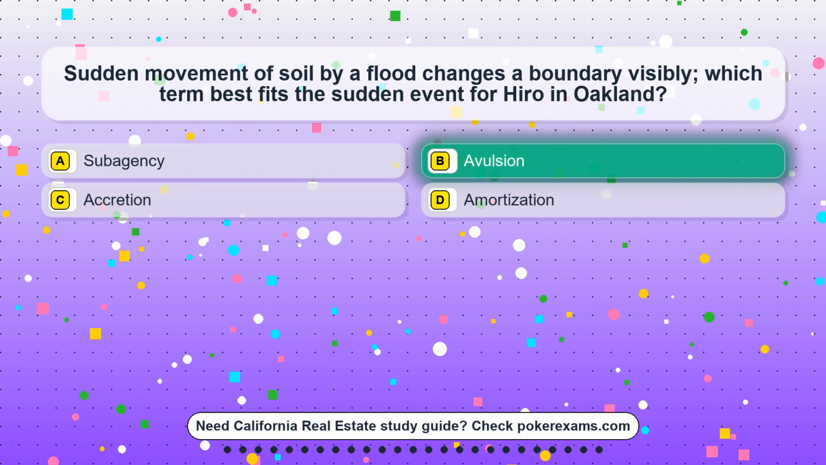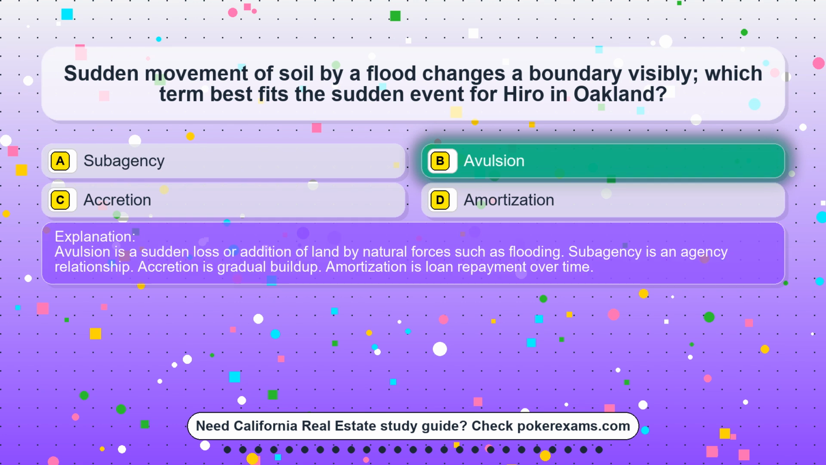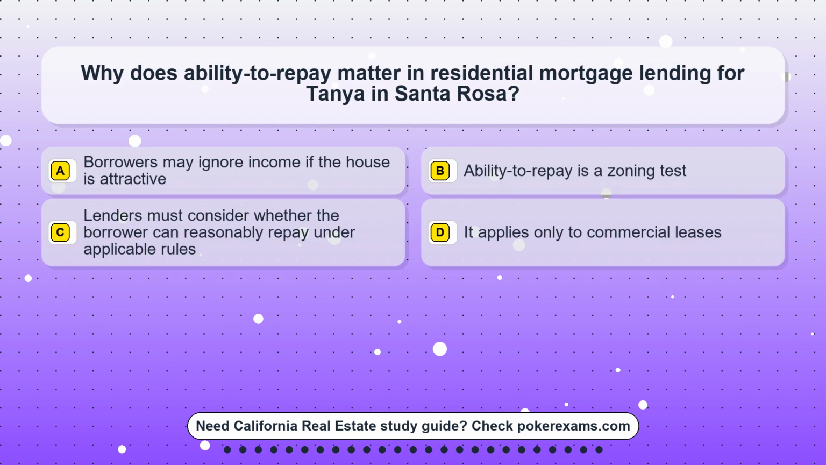The correct answer is option B. Avulsion. Avulsion is a sudden loss or addition of land by natural forces such as flooding. Subagency is an agency relationship. Accretion is gradual buildup. Amortization is loan repayment over time.